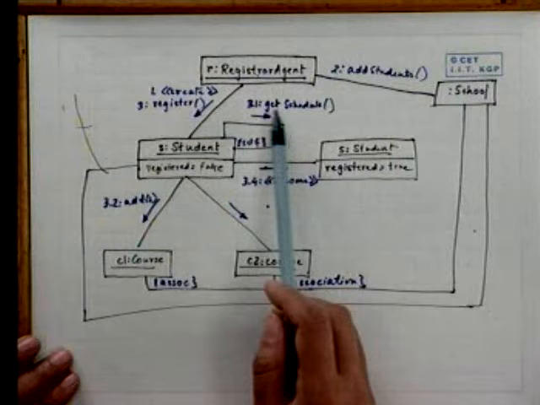And 3.3 is another add S sent by student to another course, C2. 3.4 is a message sent from student to another instance of student, and the stereotype for this message is becomes. So student whose registered status is false becomes student with registered equal to true following this link.